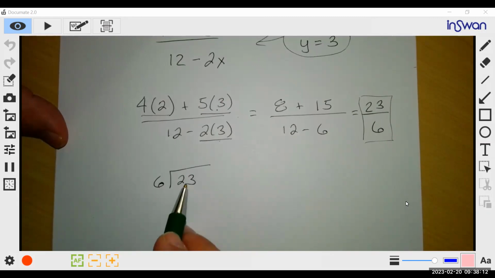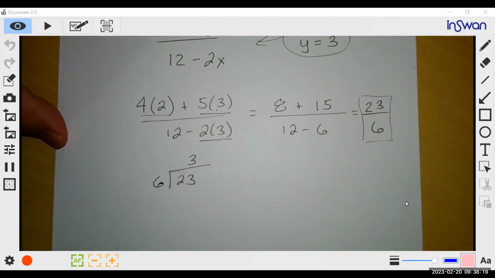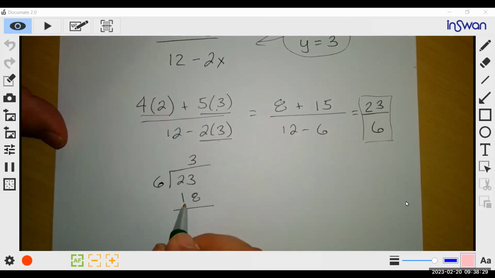How many times does 6 go into 23? 3. So 3 times 6 is what? 18. And then what do you do with these two numbers? Subtract. 23 minus 18 is?